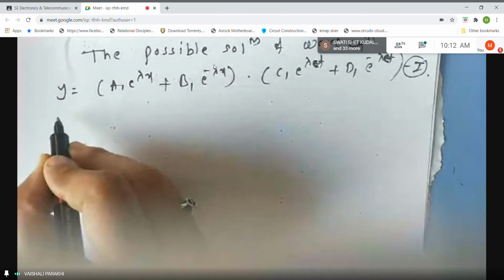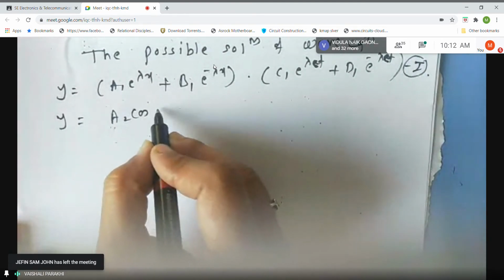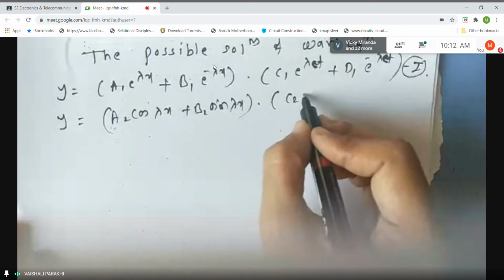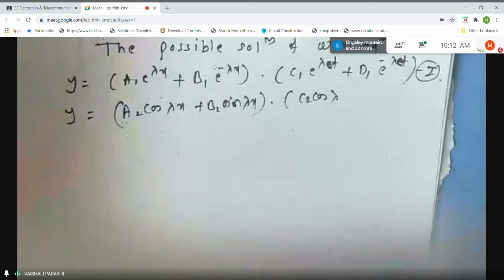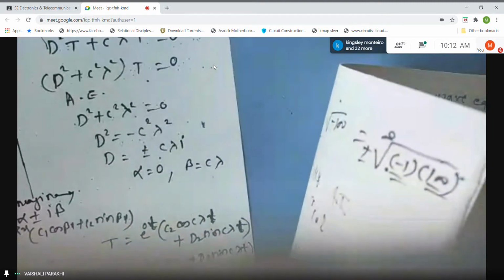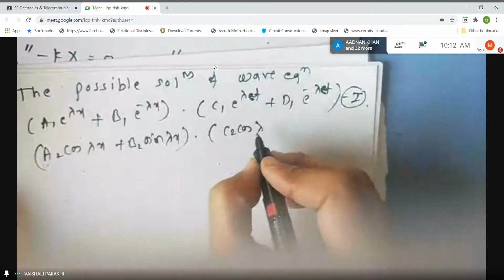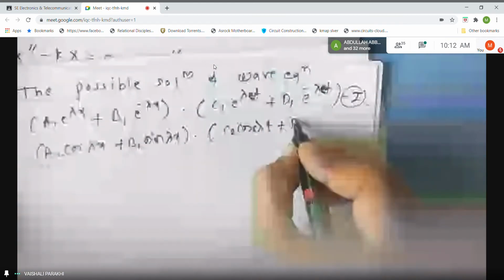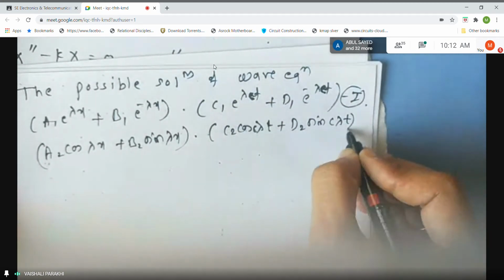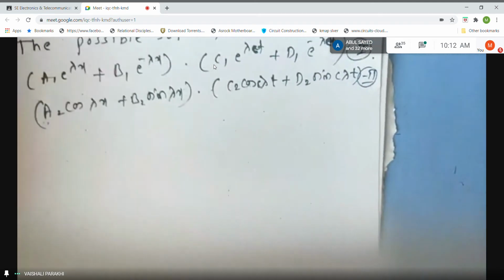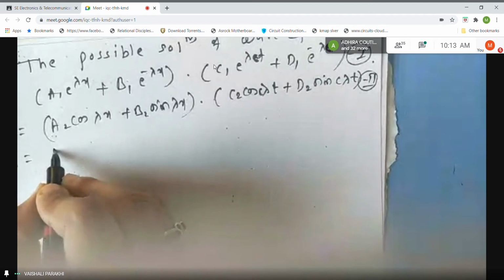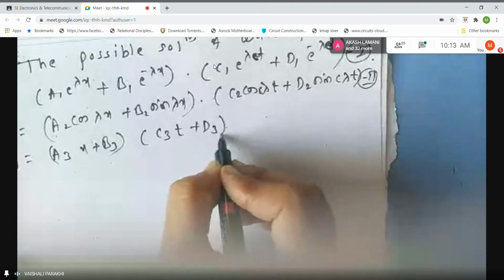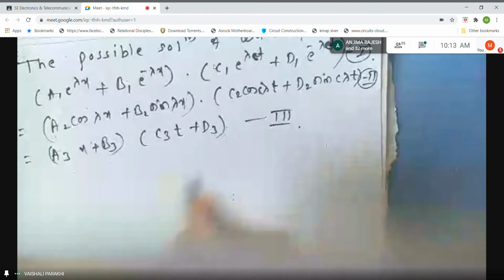Then Roman 2 equation, I am writing y is equal to a2 cos of lambda x plus b2 sin of lambda x, into c2 cos of c lambda t, plus d2 sin of c lambda t. This was our Roman equation number 2. And the third equation was a3x plus b3 into c3t plus d3. This was our Roman equation number 3.